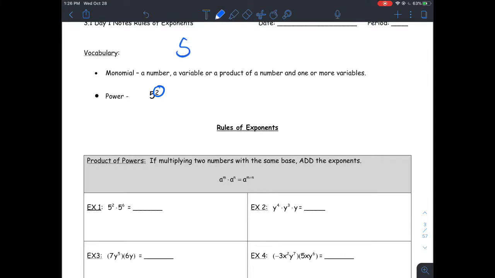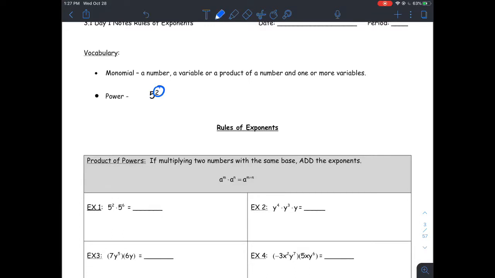So for example, if you had 5 plus y, that's a binomial because it has two terms. This 5 plus y plus x would be a trinomial because it has three terms. A monomial would just be like x, right? It's got one term.